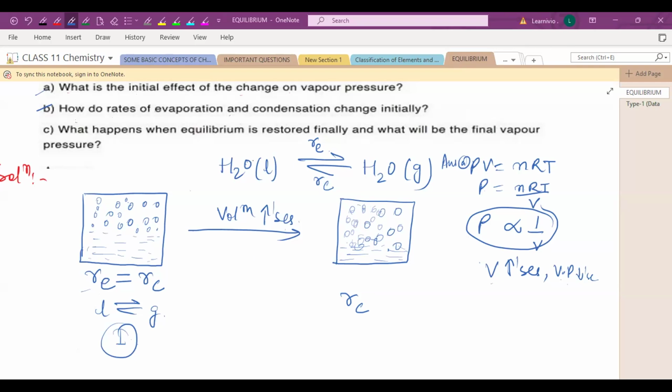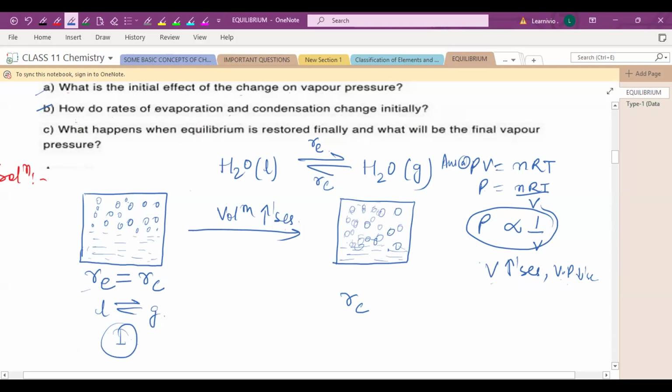Okay, see the next thing. How do the rates of evaporation and condensation change initially? Here you can see the volume increases and the vapor pressure decreases. Vapor pressure suddenly decreases. Why? Because you can see the same number of gas molecules, because it's a closed container.